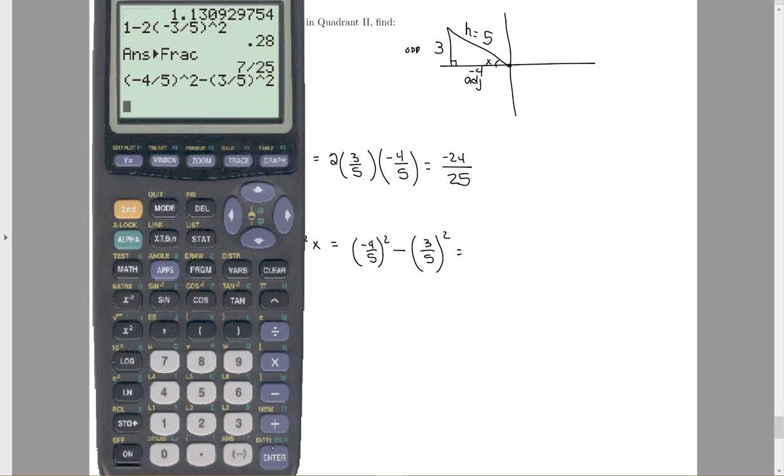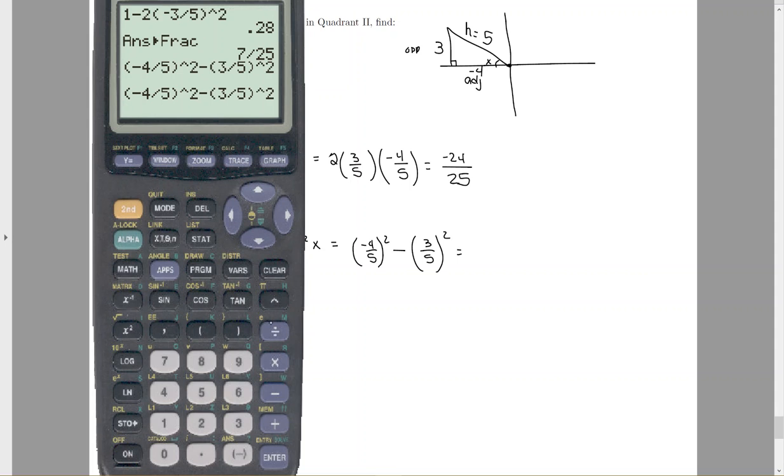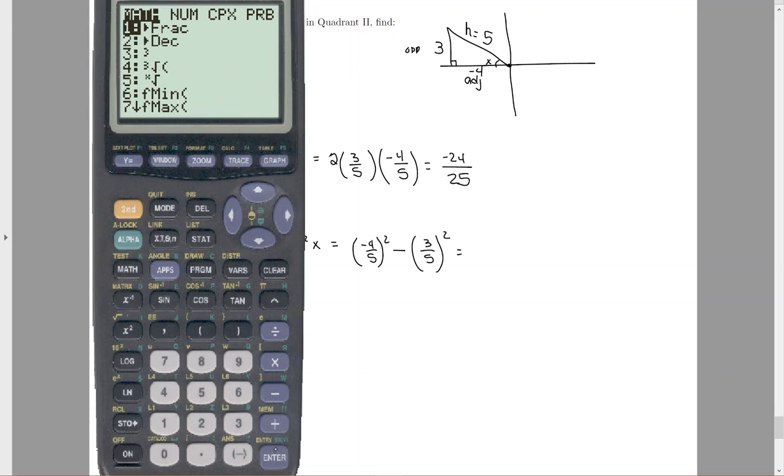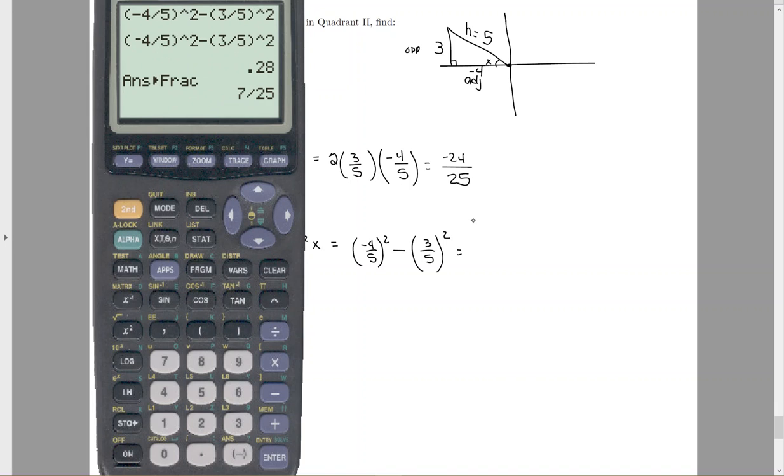Oops, what did I do? Let's go back. Oh, I used a minus instead of a negate, which is a common mistake. I'll use the negate key, not the subtraction. Okay, now hit go. Then do math, enter. 7/25.